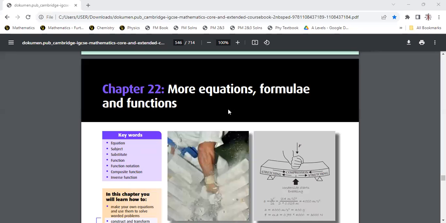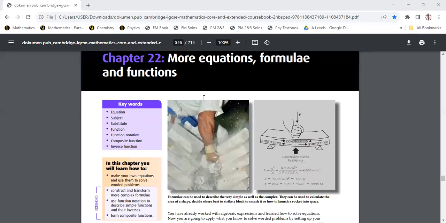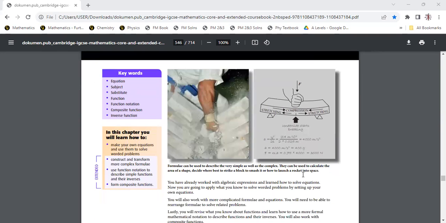All right. Hello, students. Today we'll be going through chapter 22 of the maths textbook 0580, which will be more equations, formulae, and functions. So why do we need to use this? Sometimes we need to use equations to solve some problems, some variables that we do not know. And in some cases, you also need to use functions. So what exactly are functions, as we are going to cover in this chapter?